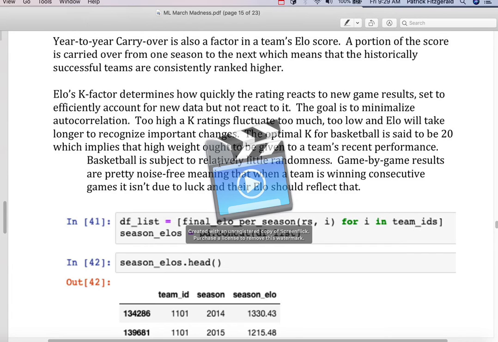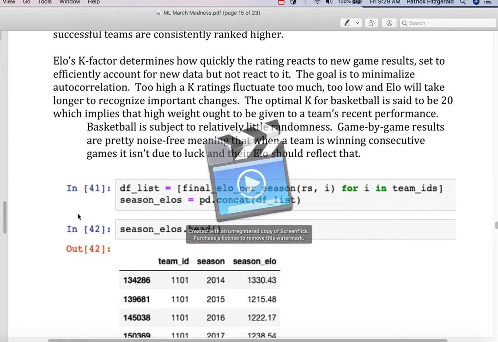Basketball is subject to relatively little randomness. Game-by-game results are pretty noise-free, meaning that when a team is winning consecutive games, it isn't due to luck. They're just a good team, and their ELO rating should reflect that.